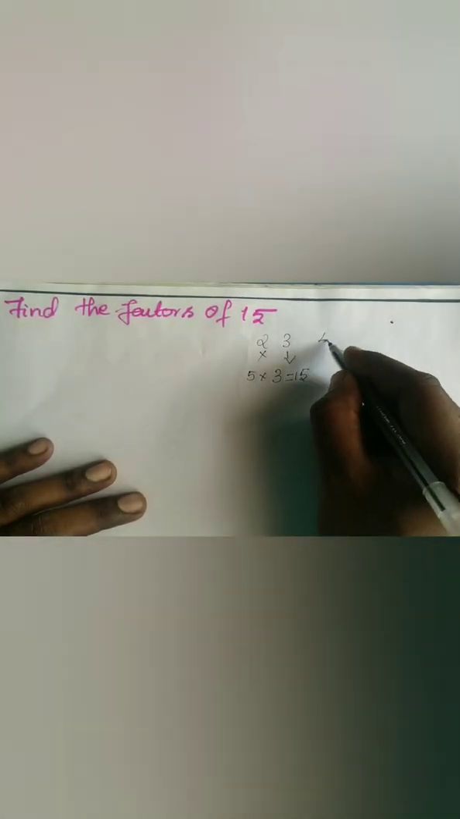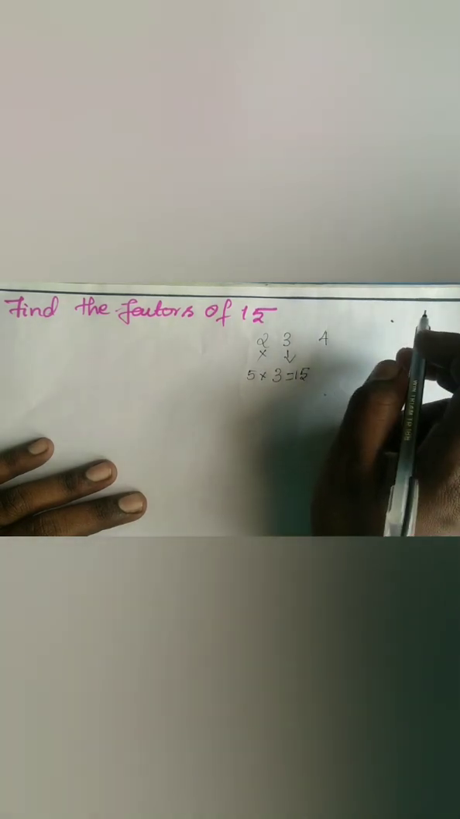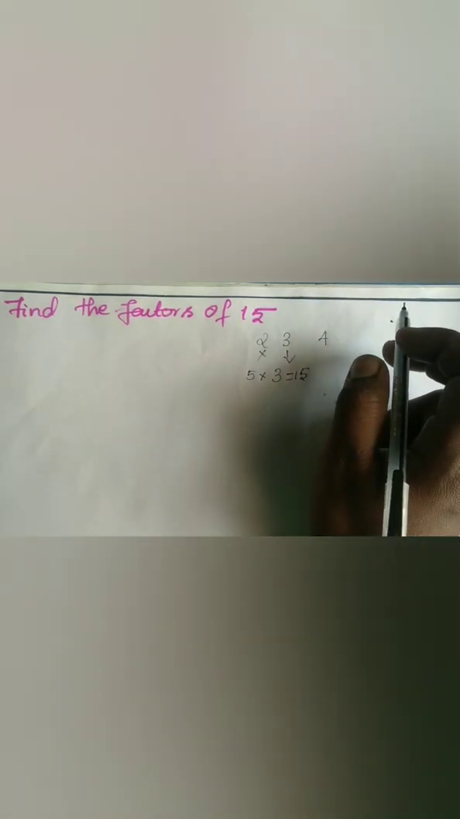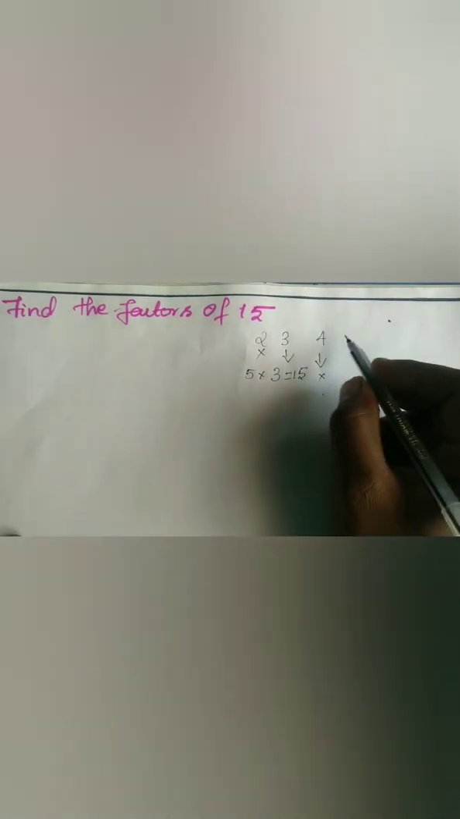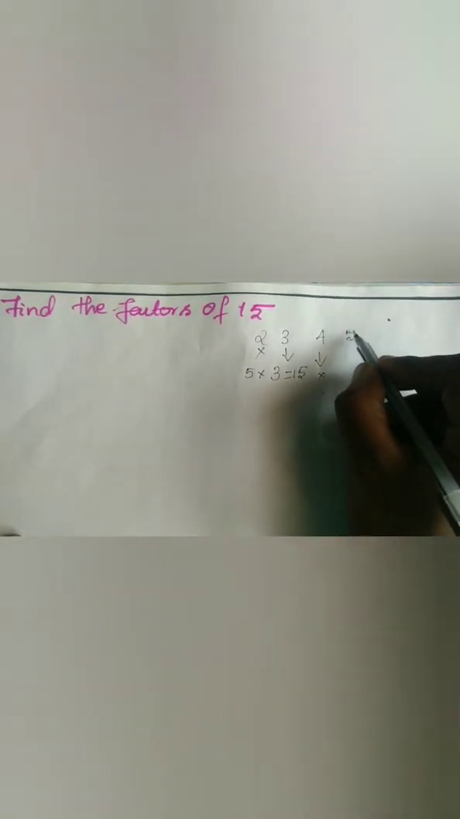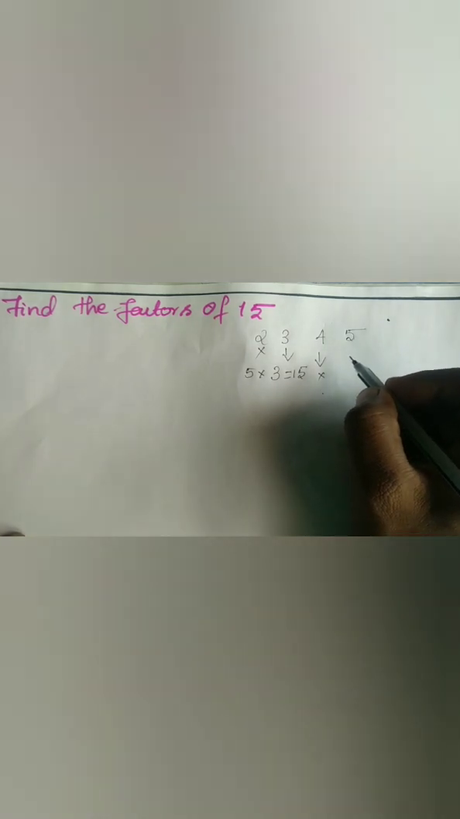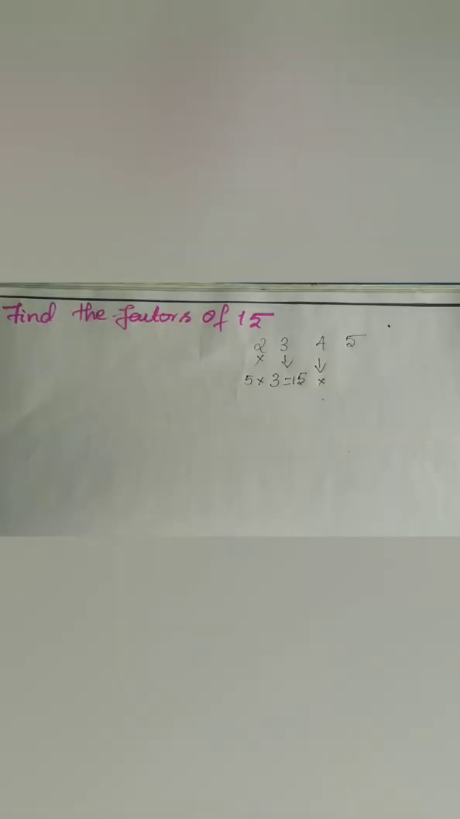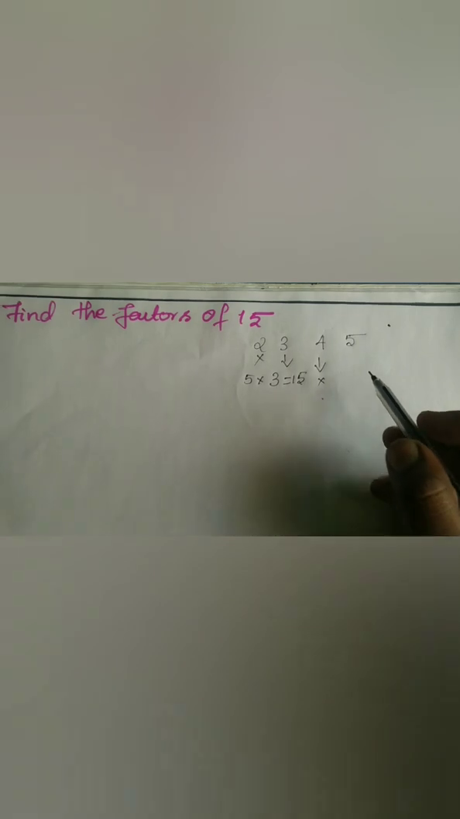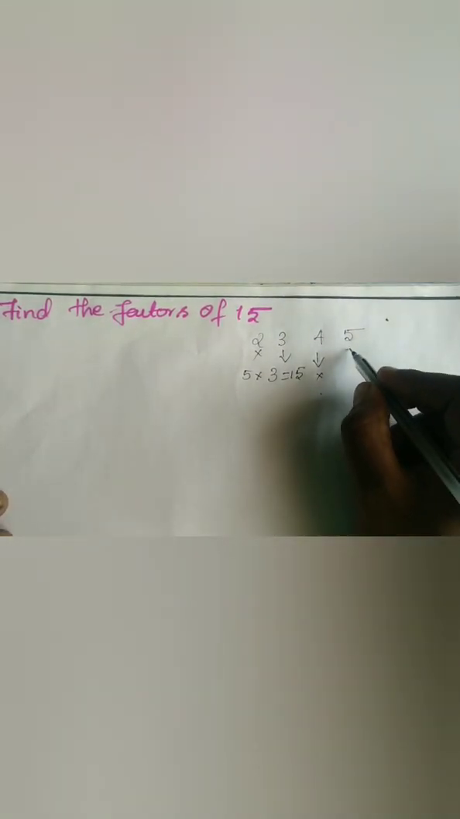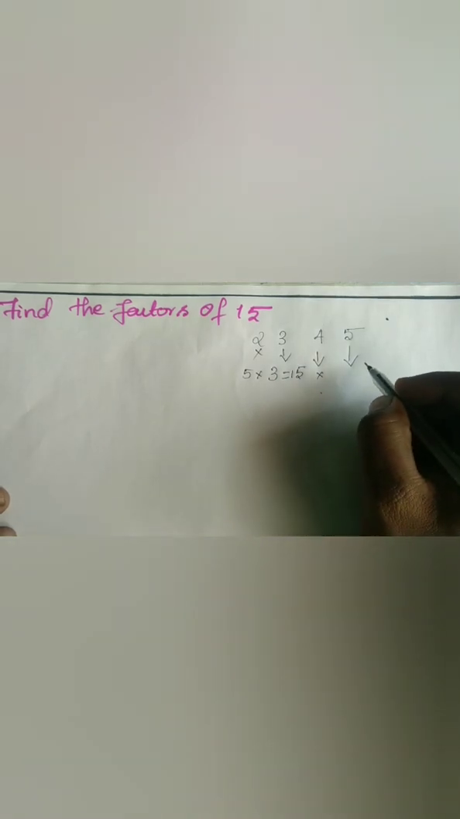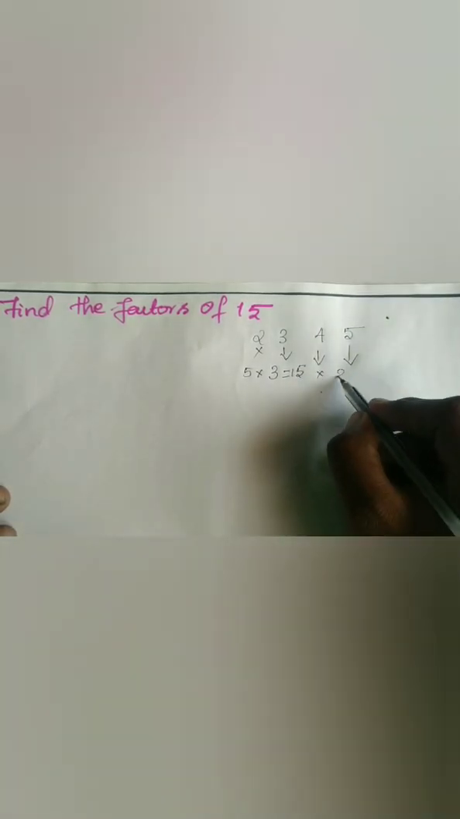In the 4 table, whether it is there? Guys, please recall the 4 table faster. Whether it is available? No. Let's move on to our next table, 5. In the 5 table, whether 15 is available? Yes. How many times? Guys, please recall the 5 table faster. Yes, very good. 3 into 5 gives you 15.